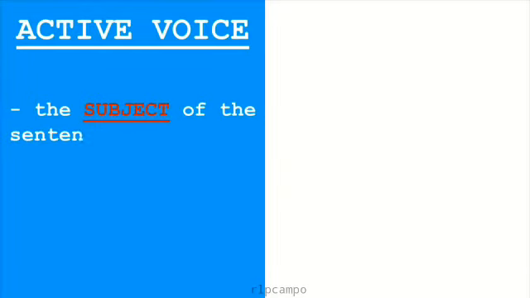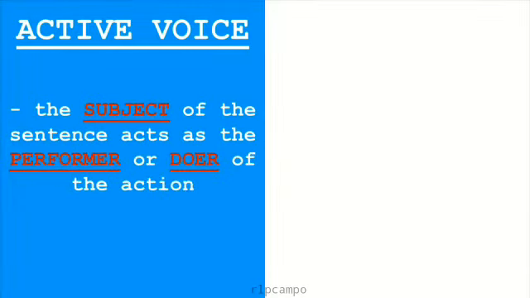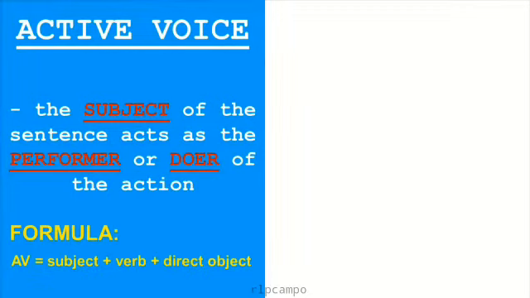Active voice occurs when the subject of the sentence acts as the performer or doer of the action. Let us use this formula as guide. AV stands for active voice, so AV is equal to subject plus verb plus direct object.